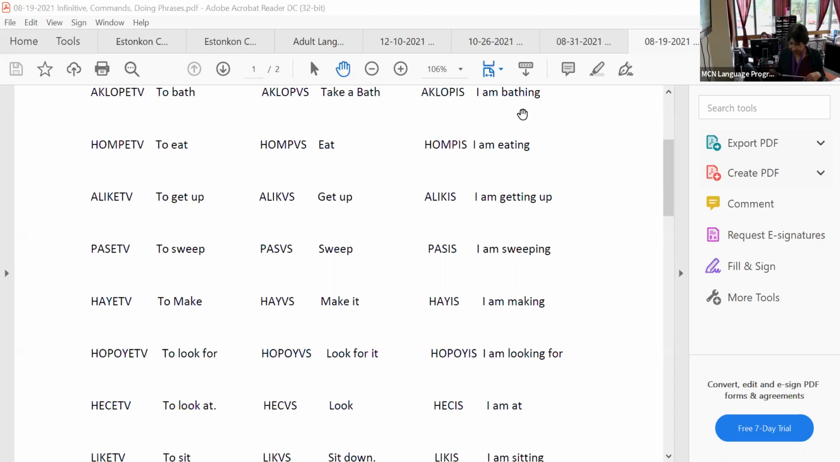So you new ones in here, I hope you learned something, because I always guarantee my classes, you will not leave this class not learning anything. You will learn something. I'll make that promise. Where's the language program? This is at the Mvskoke Creek Nation Higher Ed Building. But this is the Mvskoke language program.